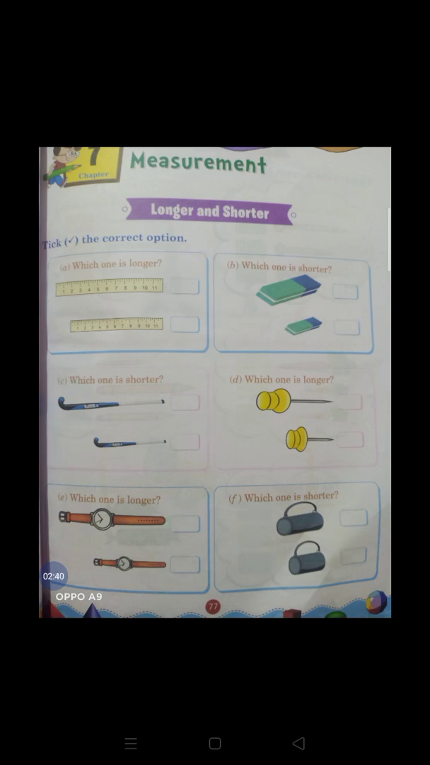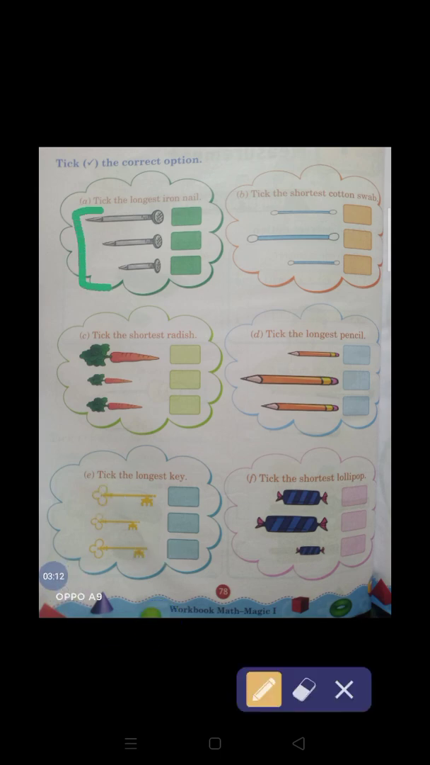Now we are going to see how to find the longest and shortest objects. Take page number 78. Put a tick mark for the correct answer. Come to A question. Pick the longest iron nail. See, you have to compare these pictures and find which one is the longest iron nail.